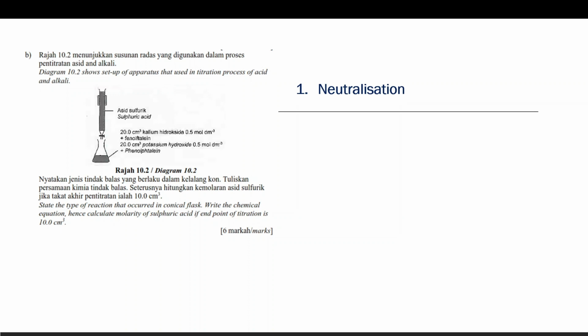So the chemical equation: sulfuric acid reacts with potassium hydroxide. It will produce a salt and water. The salt will be potassium sulfate, and water. You need to balance the equation, so 2 moles of potassium hydroxide, 2 moles of water. Then after that, you calculate the molarity of the sulfuric acid if the endpoint of the titration is 10 cubic centimeter.